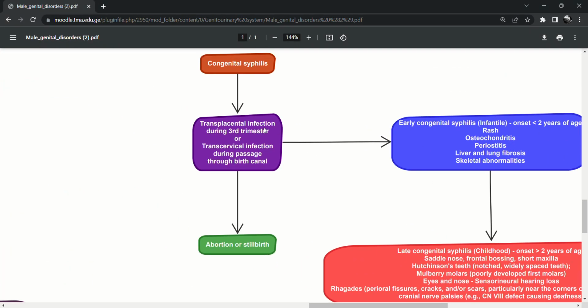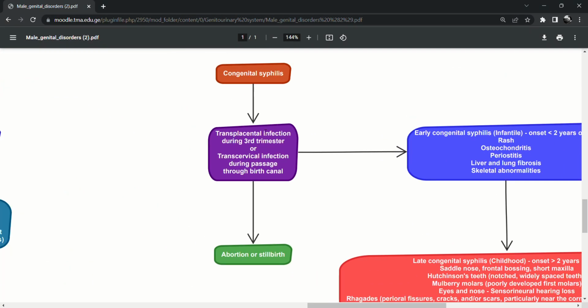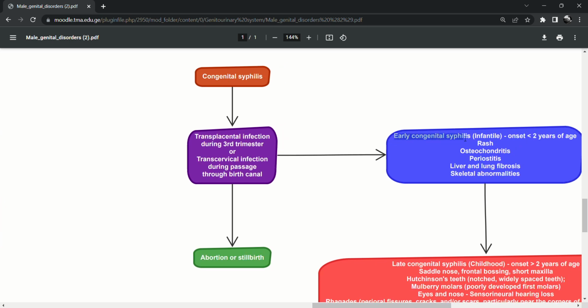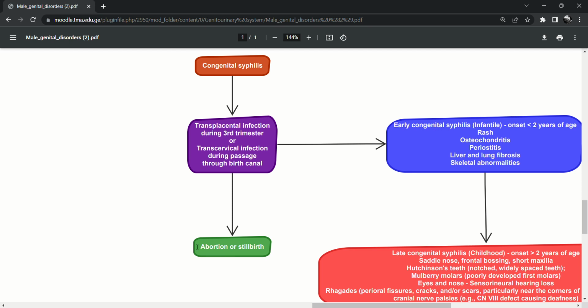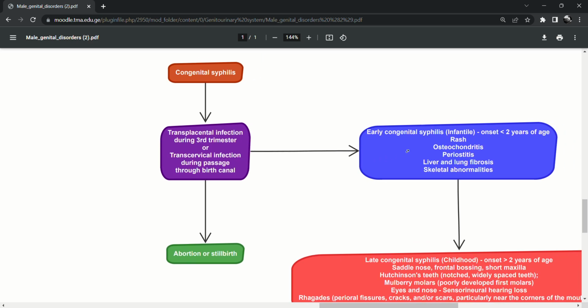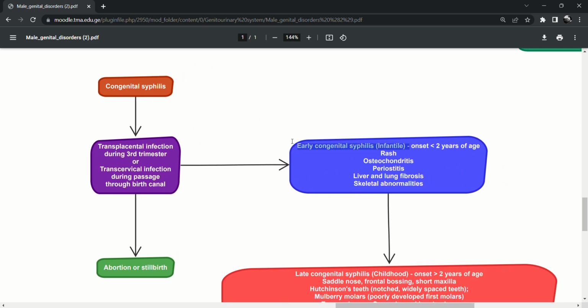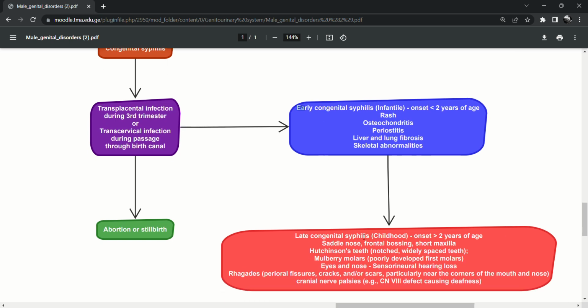Okay, now let's talk about congenital syphilis. The infant can get infected with syphilis either via transplacental infection during the third trimester or transcervical infection during the passage through the birth canal. Both of them will lead to congenital syphilis. In most cases, there's abortion or stillbirth, but the infant can be born. So we have two types of manifestations of symptoms.